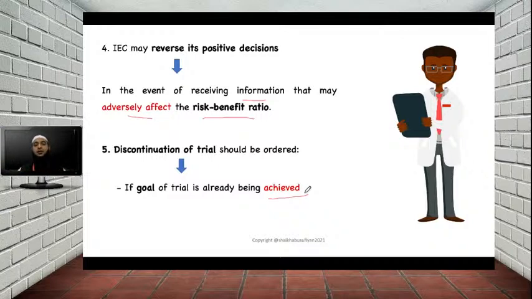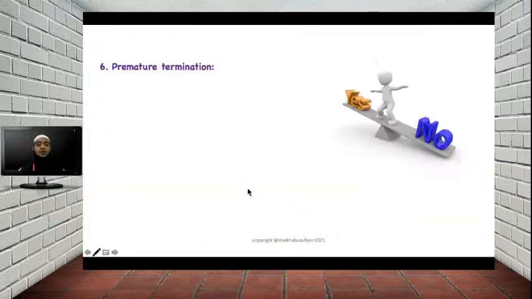Okay, so discontinuation of the trial should be ordered if the goal of the trial is already achieved or it gives unequivocal result. Now what can be unequivocal result? Unequivocal result means you are getting some doubtful result, or you are getting some ambiguous result. So in both the cases, if you get doubtful or ambiguous result, then also you can discontinue the trial. So these are the different possibilities in the decision making process.